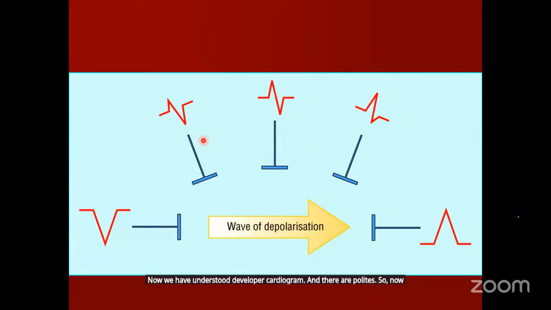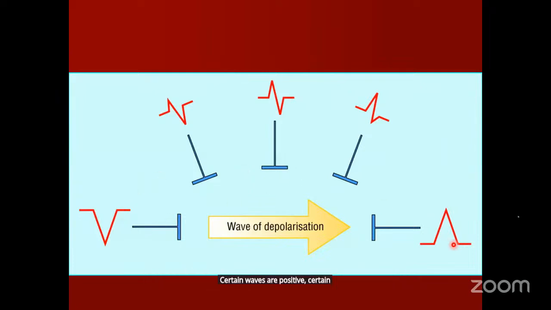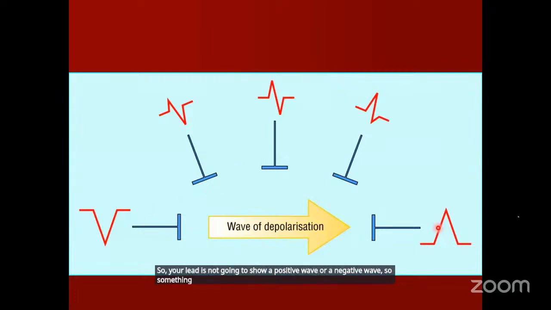So now when you look at an electrocardiogram, not all the waves are positive or negative. Certain waves are positive, certain waves are negative in particular leads. So you have 12 leads, and every lead is not going to show a positive wave or a negative wave. Some are positive, some are negative, some are almost equally positive and negative.